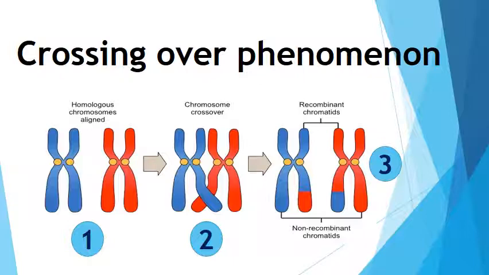Okay. Number 3, what happens? Yeah, we can see that the inner chromatids exchange a part together. Why do we need to exchange a part during meiosis division in a homologous pair of chromosomes? Why do we need to exchange a part from inner chromatids?